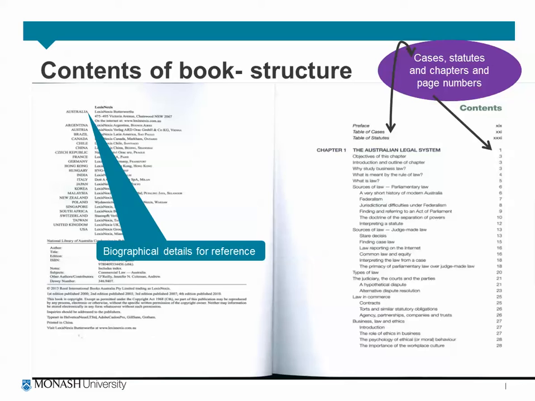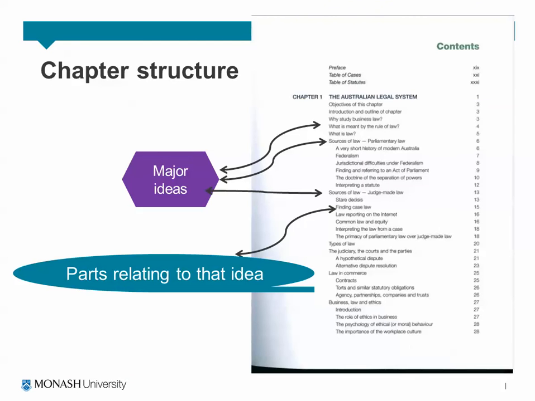As you can see, it gives you biographical reference details for your citations, and it also gives you the structure of the chapters. It gives you lists of cases and texts. But more importantly, with the chapter structure, you will find that the major headings give you the major ideas, such as sources of law, being parliamentary law or judge-made law, or it also gives you the parts that are the subdivides of each of those topics. How you find case law, what is the meaning of the statement stare decisis.